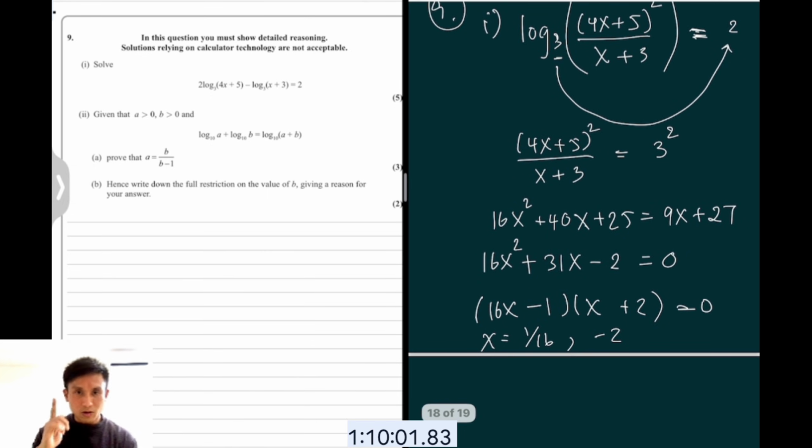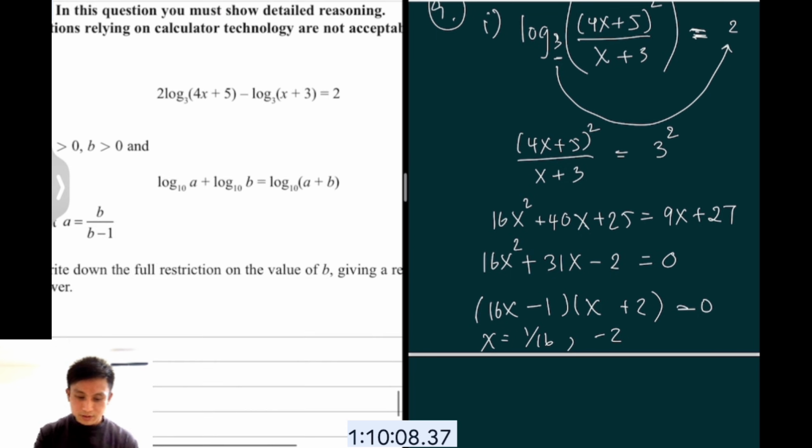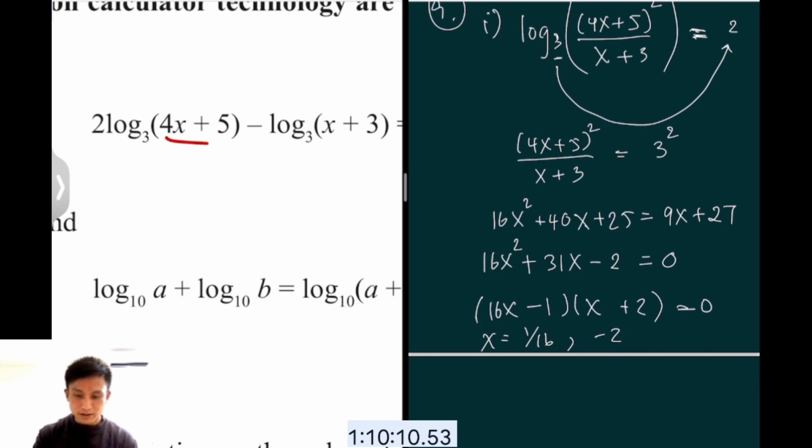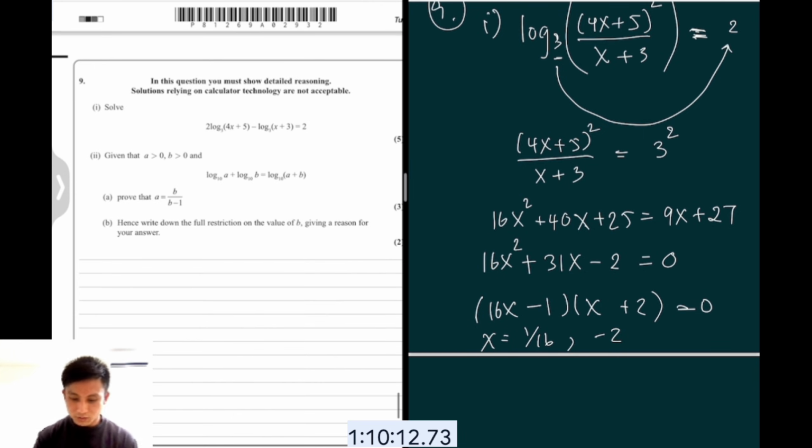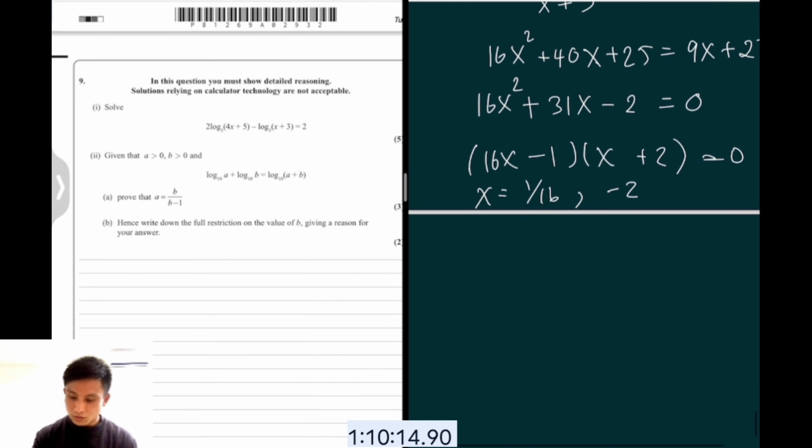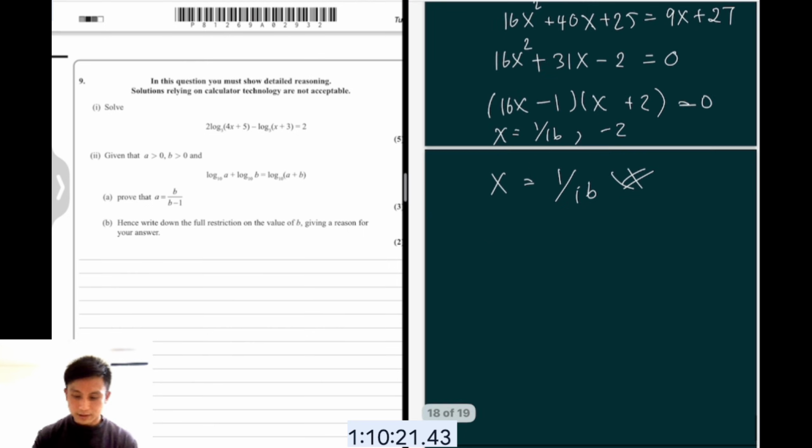Well, but we need to always check. Be careful, guys, if both of them work. If you substitute the negative, this bracket becomes a negative, right? So that doesn't work for the first one. Yeah, so we reject the minus 2 there. So x equals 1 over 16. Yeah, that's it.